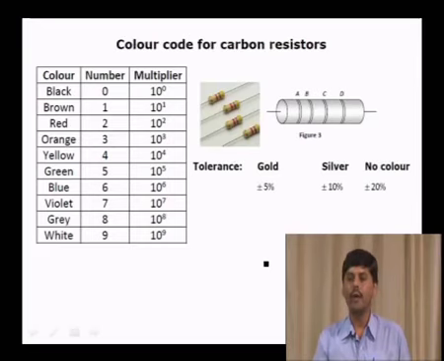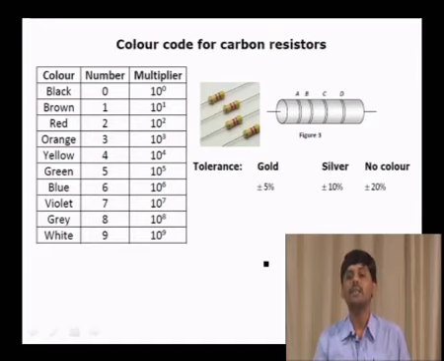In the fourth band we have only two colors. If it is gold, you take the tolerance or error as plus or minus 5%. If it is silver, you take plus or minus 10%. If the fourth band is absent and we have only three bands, then you consider the error to be plus or minus 20%.